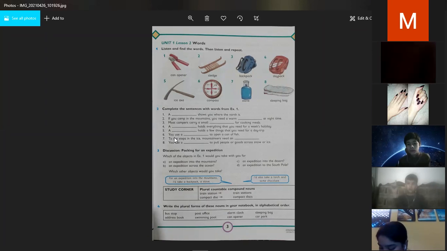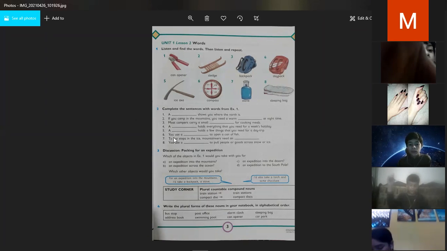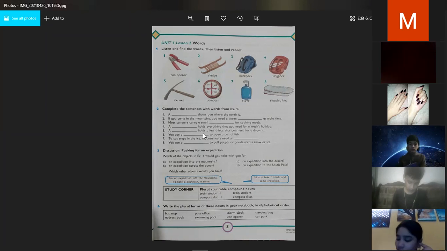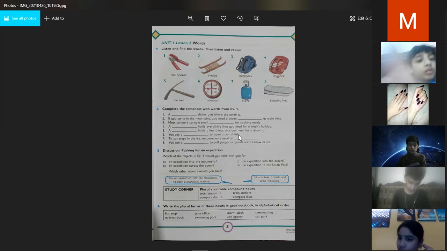Number 6. Wait, Abdullah, just let me complete this, then I will unmute you, Abdullah. Number 6, you use a dash. It is can opener. You use a can opener to open a can of fish, which is picture number 1, can opener.